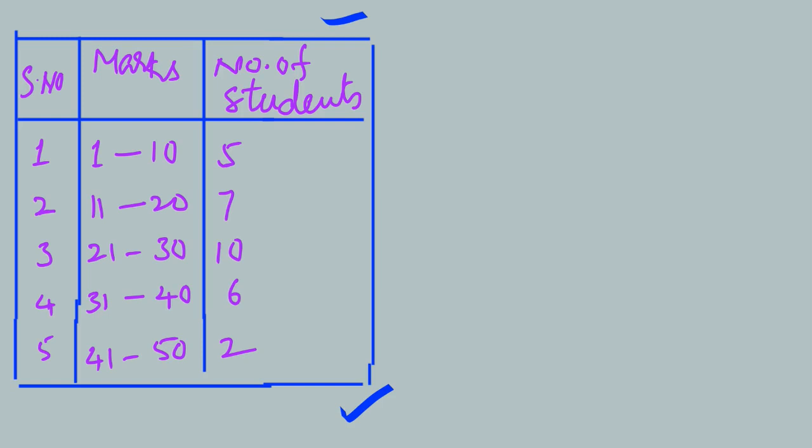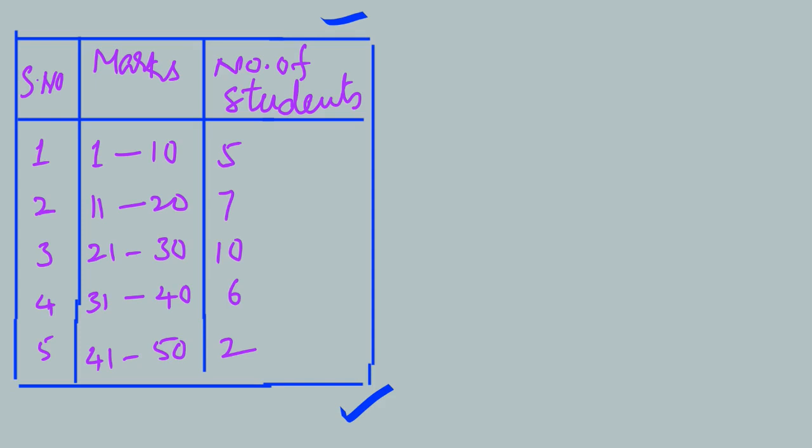For example, here 5 students are there in the first group. That means for 1 to 10 marks, how many members are there? Those who got 1 to 10, 5 students are there. And 11 to 20, how many members? 7 students. 21 to 30, 10 students. If we convert the data into a group distribution table, we can easily give some conclusions by converting the ungrouped data into grouped data.